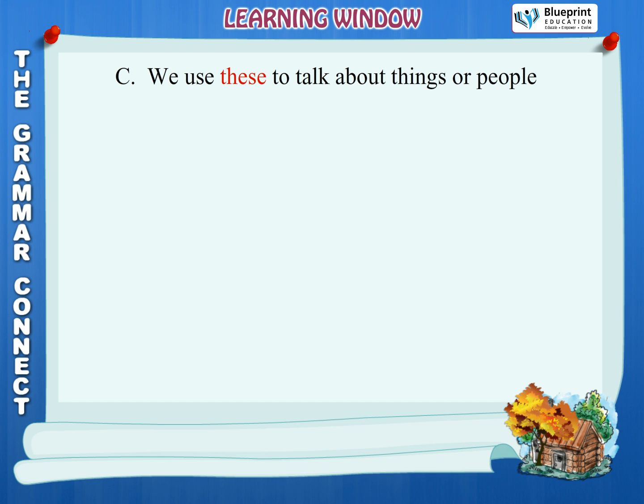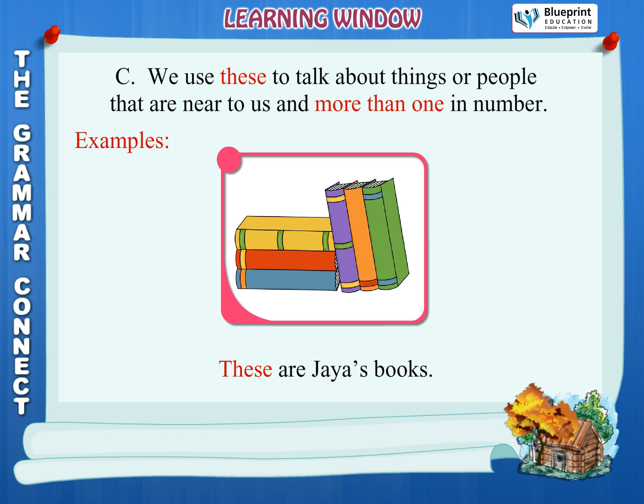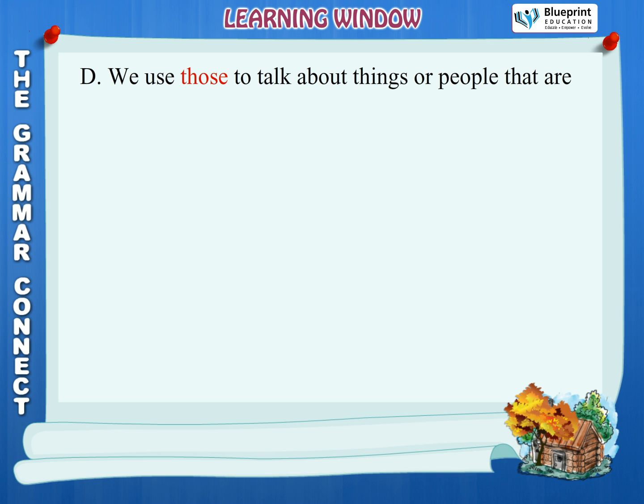C. We use these to talk about things or people that are near to us and more than one in number. Examples: These are ripe mangoes. These are Jaya's books.